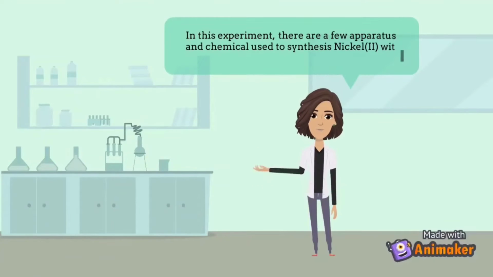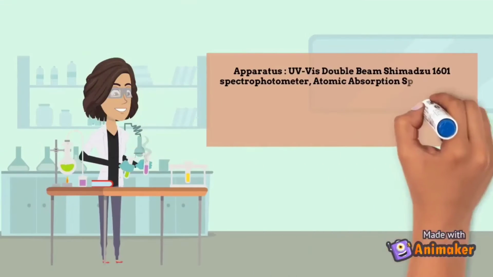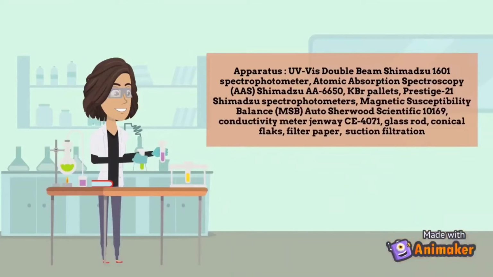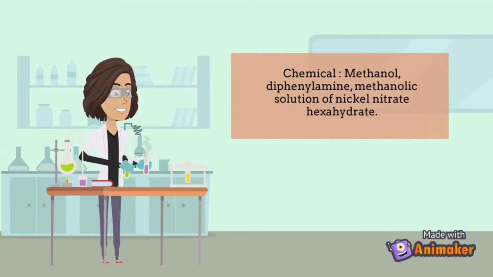Procedure. In this experiment, there are a few apparatus and chemicals used to synthesize nickel 2 with diphenylamine. Apparatus used in this synthesis are a UV double beam Shimadzu spectrophotometer, atomic absorption spectroscopy, KBr pellets, a Prestige 21 Shimadzu spectrophotometer, magnetic susceptibility balance, conductivity meter, glass rod, conical flask, filter paper, and suction filtration. The chemicals used are methanol, diphenylamine, and methanolic solution of nickel nitrate hexahydrate.